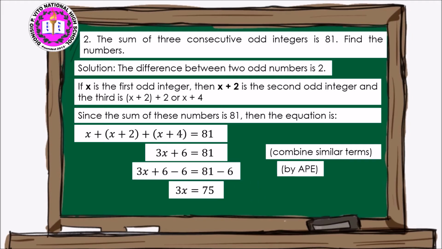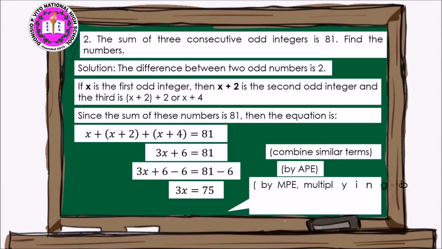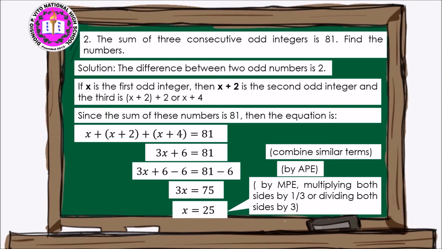Then we have 3x plus 6 minus 6 is equal to 3x, and 81 minus 6 is equal to 75. So by MPE, multiplying both sides by 1/3 or dividing both sides by 3, we have 3x divided by 3 is x, and 75 divided by 3 is equal to 25. Therefore, x is equal to positive 25.